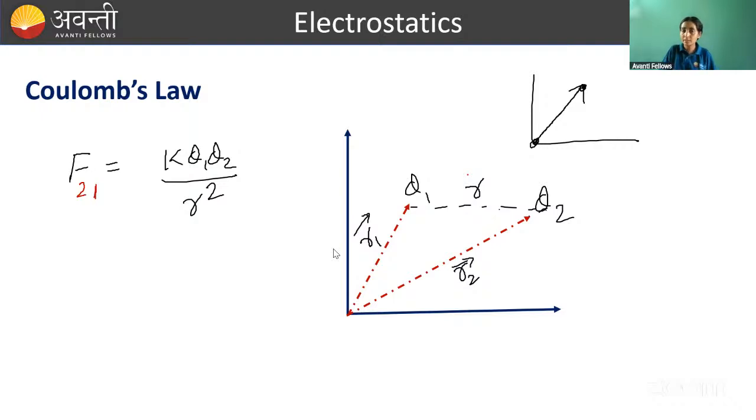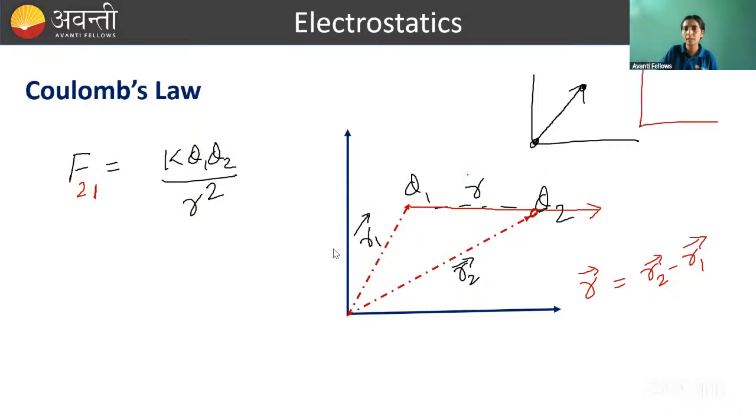So if they are of similar nature, one will repel Q2, it means one will apply force on Q2 in this direction, and this is the direction of R vector. Then R vector can be written as what? Because R2 is position vector of 2, R1 is position vector of 1. If you want to find R vector here, R vector can be written as R2 minus R1.